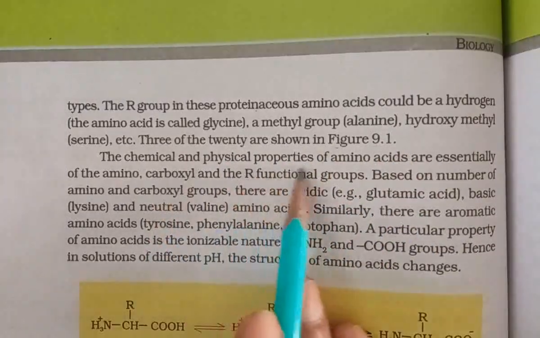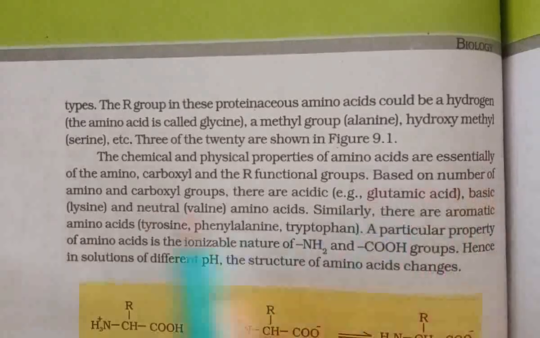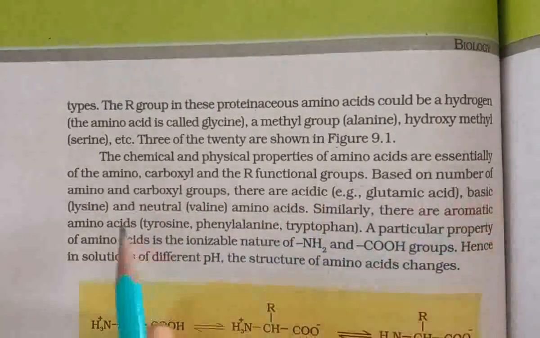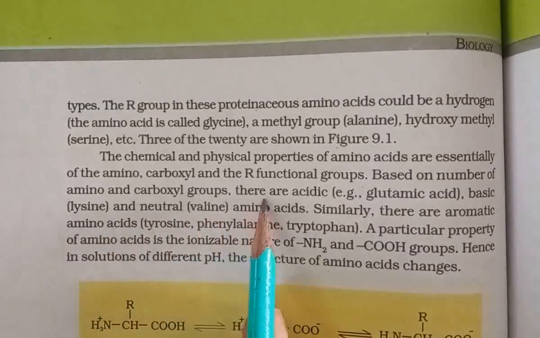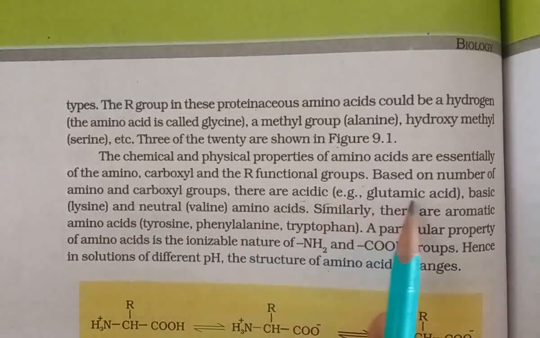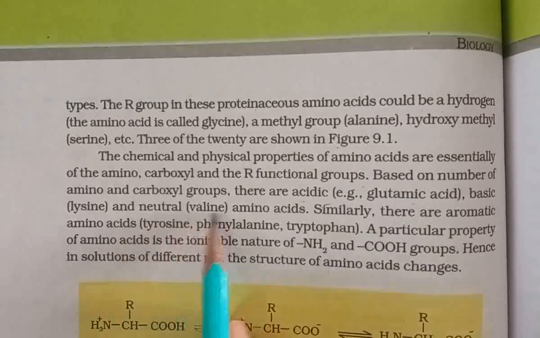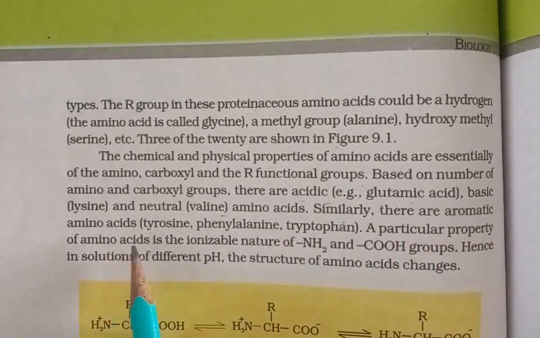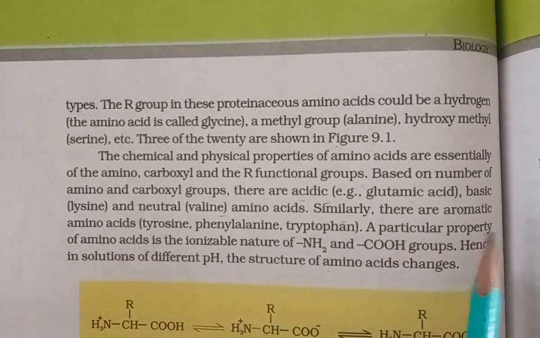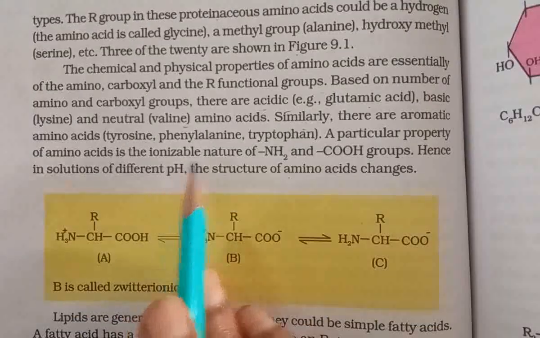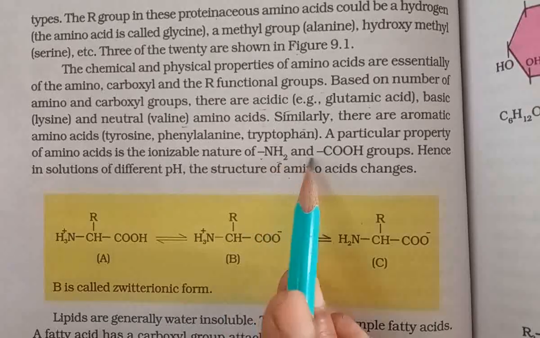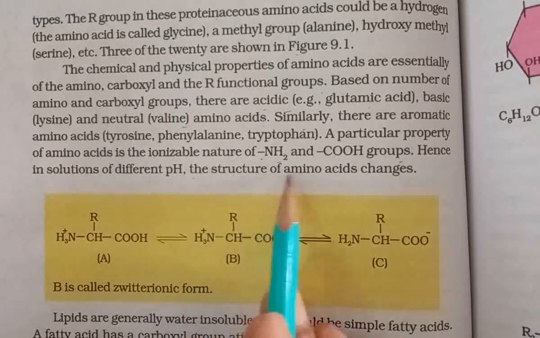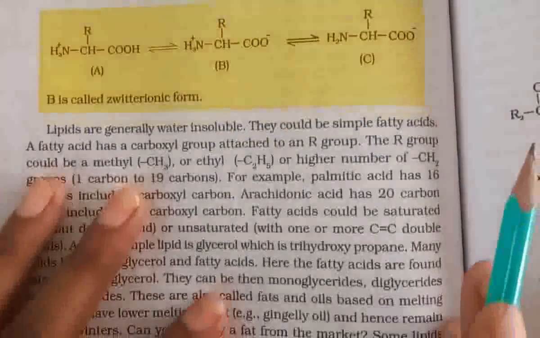The chemical and physical properties of amino acids are essentially of the amino, carboxylic and R functional groups. Based on the number of amino and carboxylic groups, there are acidic (glutamic acid), basic (lysine) and neutral (valine) amino acids. Similarly, there are aromatic amino acids. A particular property of amino acids is the ionizable nature of the NH2 and COOH groups. Hence, in solutions of different pH, the structure of the amino acid changes.